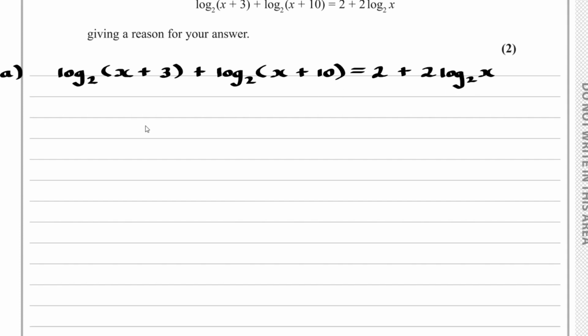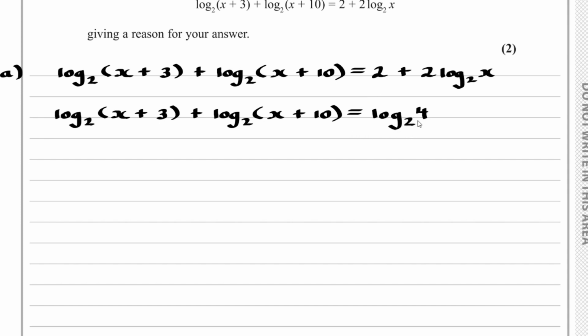Now let's leave the left hand side alone, but on the right hand side we can rewrite the 2 as log base 2 of 4, and using the power law of logs we can write 2 times log base 2 of x as log base 2 of x squared. Now each term in this equation is in terms of log base 2. So now what we can do is use the addition law of logs to simplify both the left hand side and the right hand side.